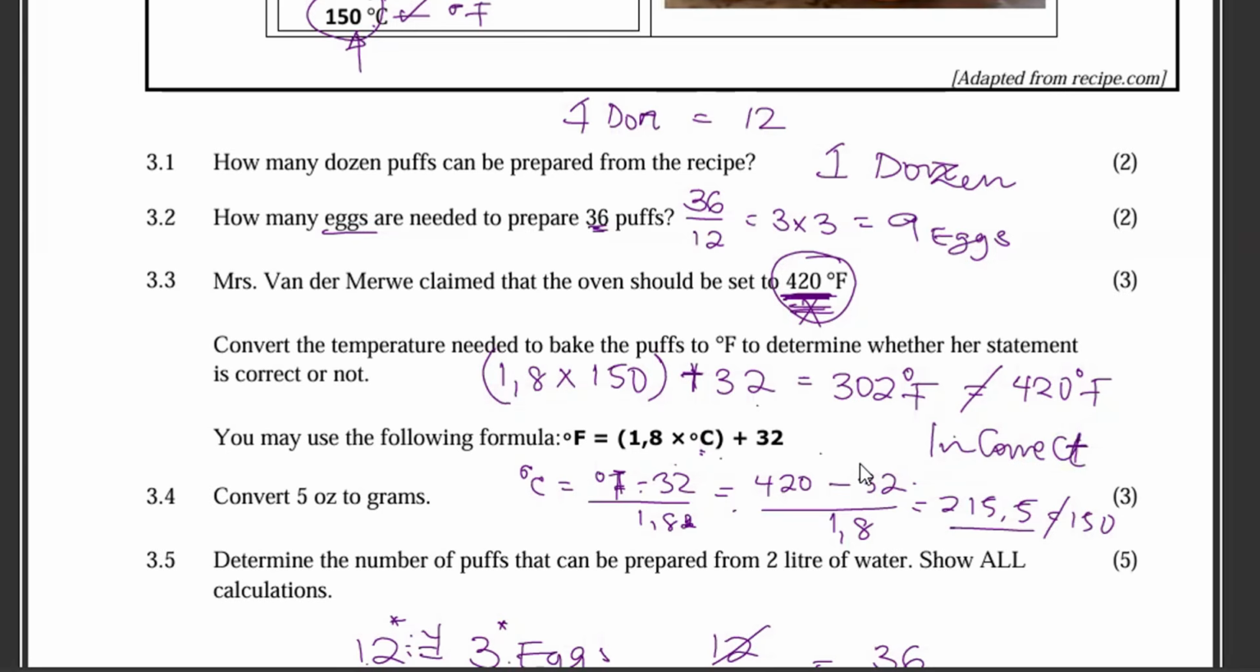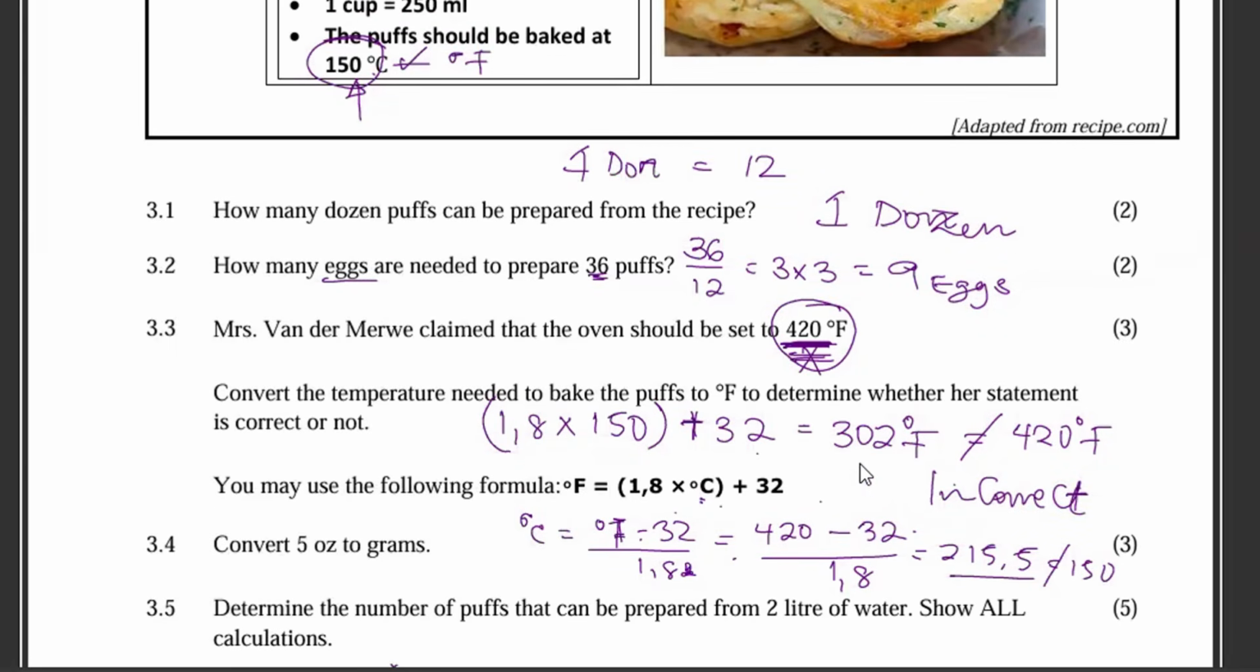What are we going to do? We are converting 5 ounces to grams, and they have already told you, we shall use this conversion here. If 1 ounce equals 28,35 grams, what about if there are 5? You ask yourself, what should we do? We shall just get 5 times 28,35. Get your answer there.